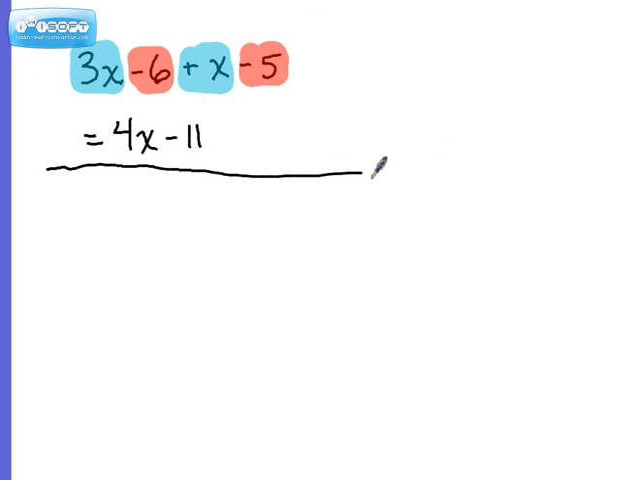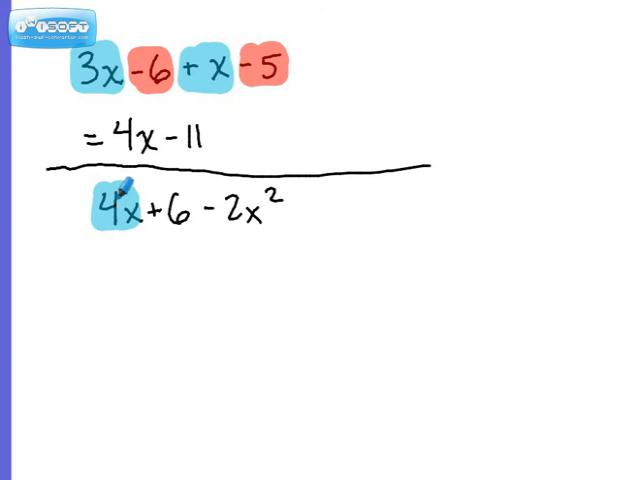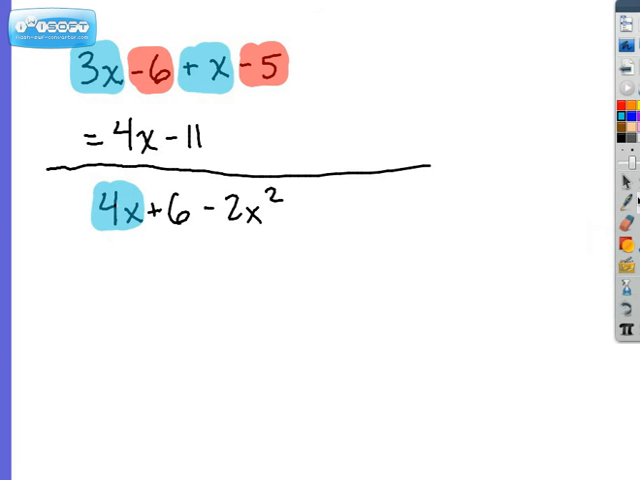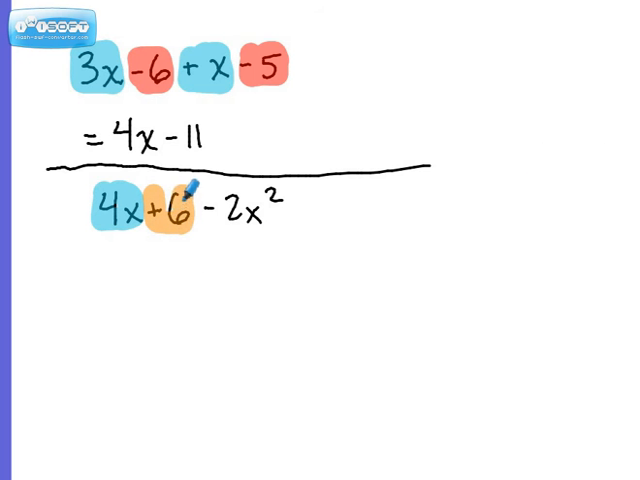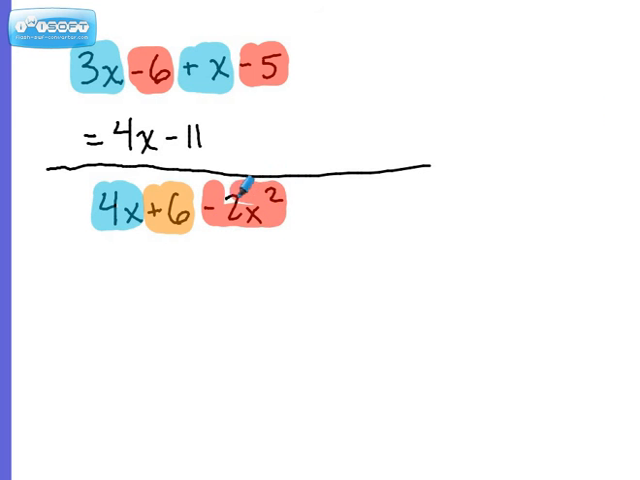Let's say we look at another one. And let's say this one, we have 4x plus 6 minus 2x squared. Well, in this case, if I try to highlight the things that are the same, we have our 4x. There's nothing else that's just a regular old x. A positive 6. Again, there's nothing else that's just a constant. And then here, minus 2x squared. Each one of these terms is different.